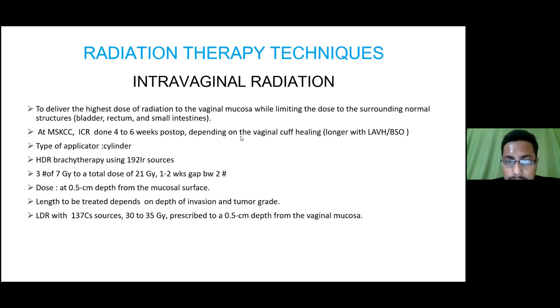Each sitting delivers 7 gray, with a gap of 1 to 2 weeks, usually 1 week. The dose is prescribed at 0.5 centimeter depth from the mucosal surface. The length to be treated depends upon the depth of invasion and the tumor grade. Usually it is 7 centimeters of the length of the vaginal endometrium, and depending upon other features, we decide how much of the length to be treated. And LDR with cesium-137 at 30 to 35 gray can be prescribed to a dose of 0.5 centimeter depth from the vaginal mucosa.